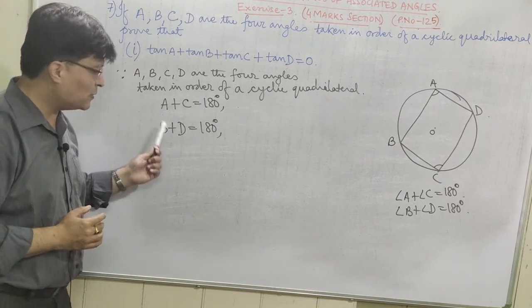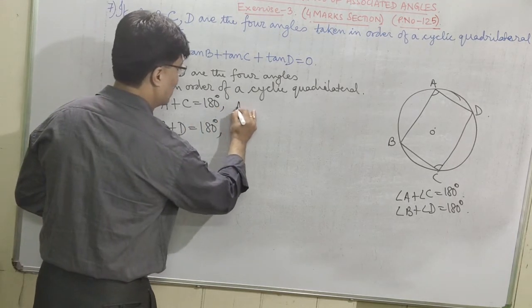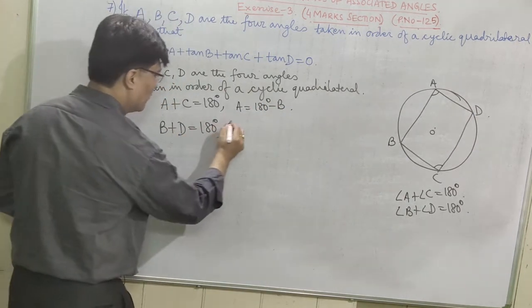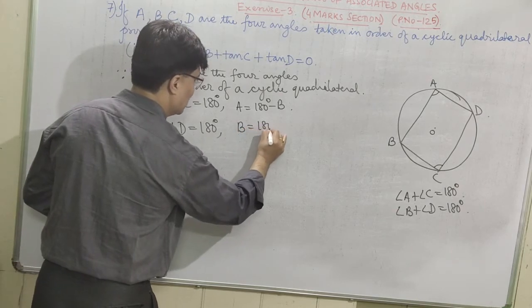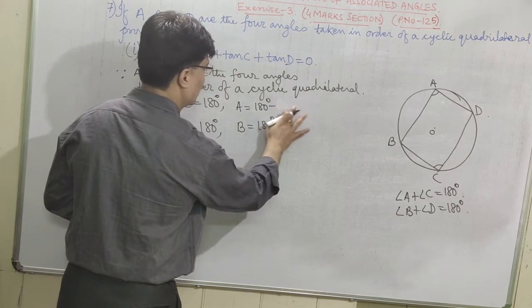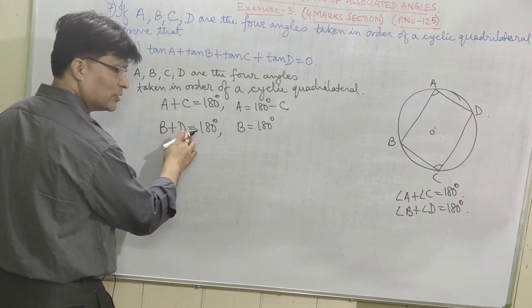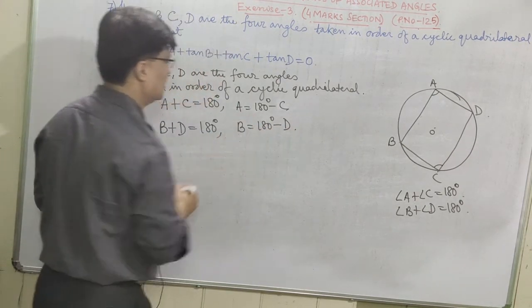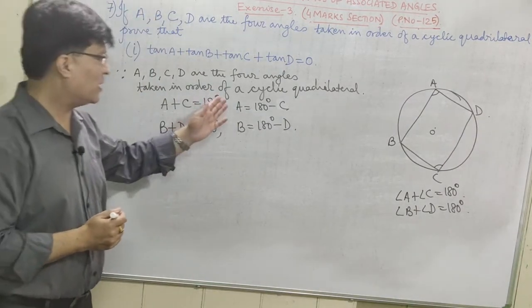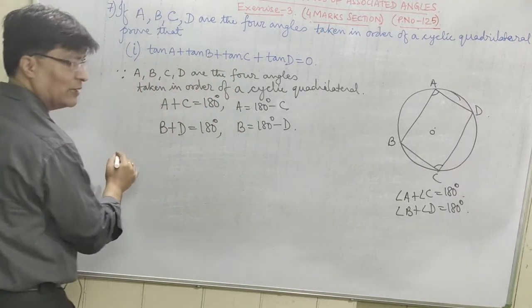So from these two relations, let us get the value for A as well as B. What is the value for A from here? Sorry, angle A is equal to 180 degree minus C. And angle B is equal to 180 degree minus D. Okay. So we have got the values of both angle A as well as angle B. So let us put these values on the left hand side. Let us put the values of A and B on the left hand side.